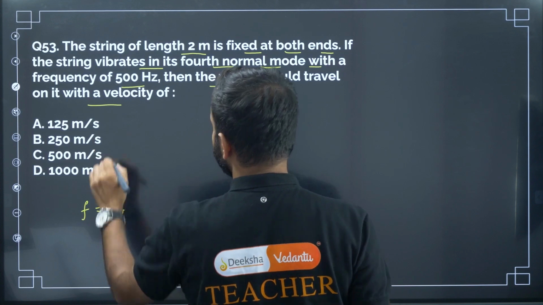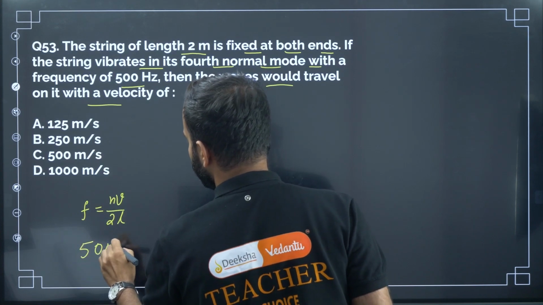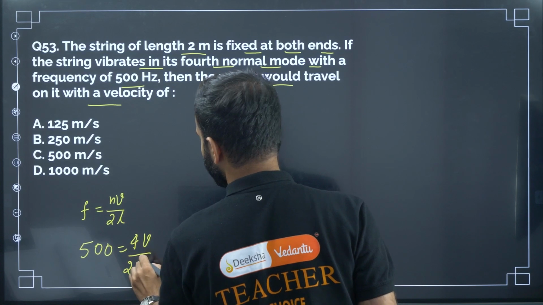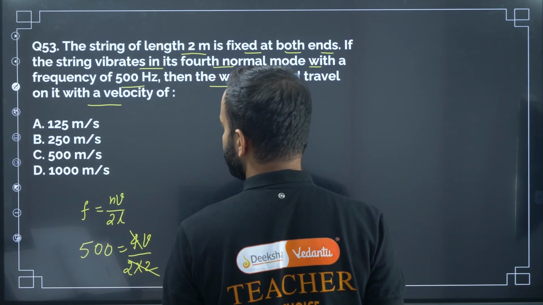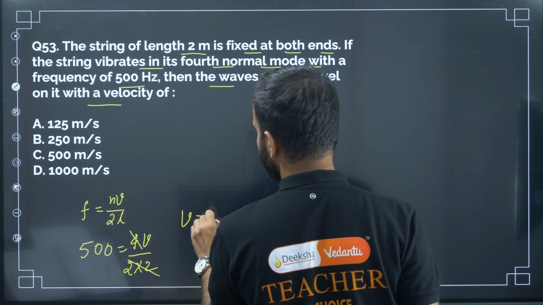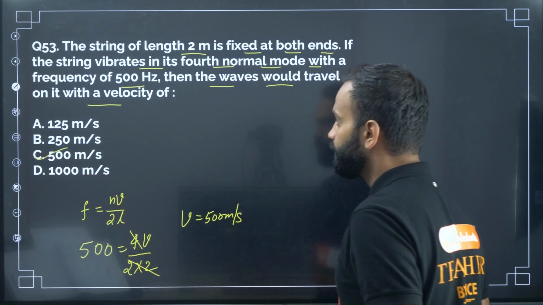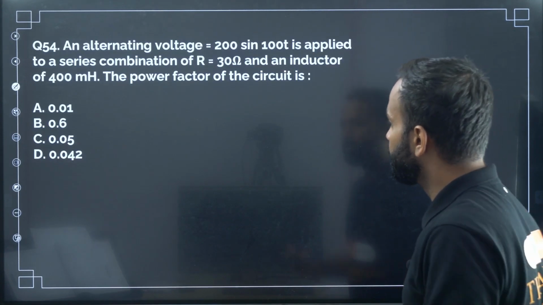So f equal to 500 Hz. So 500 is equal to 4 V divided by 2 into 2, that is 4. So 4 will get cancelled, right? So V equal to 500 meter per second. So the correct option is C. Next question, question number 54.